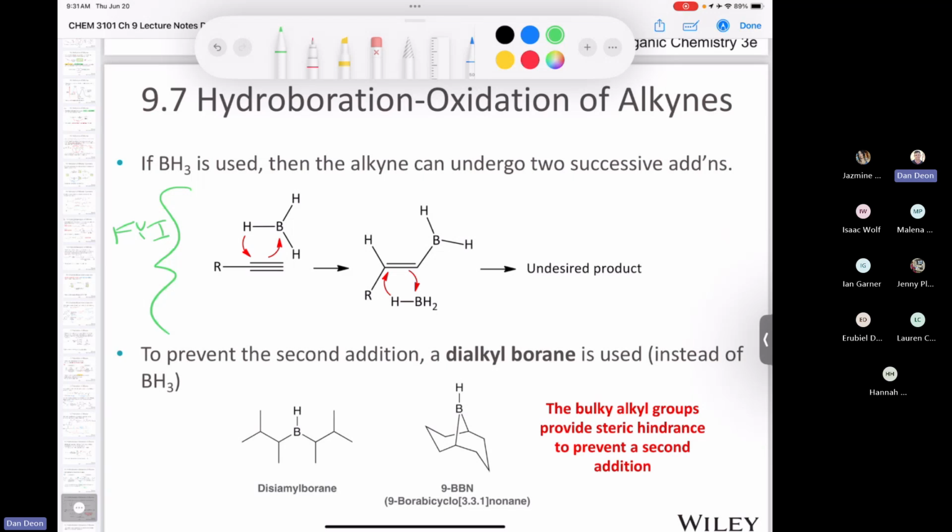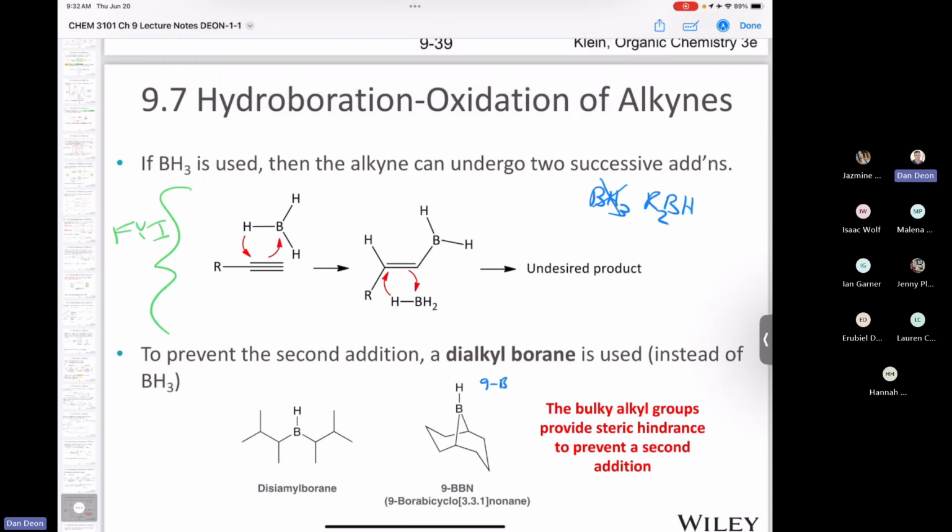So instead of using BH3, out with the old, in with the new. We use BH with some kind of alkyl group attached to it, so R2BH instead. The reason why we replace 2 of the hydrogens with alkyl groups is so that it can only add once. Now, what are these alkyl groups? Well, you can see that one of them is in this bicyclic compound. We call this 9-BBN, which is 9-borabicyclo[3.3.1]nonane. You don't have to know how to name this. Usually my students will just write 9-BBN.